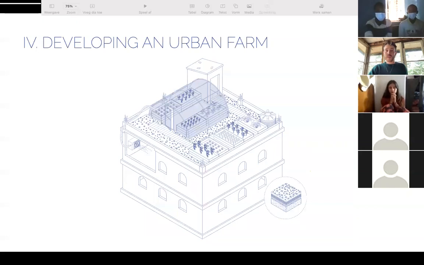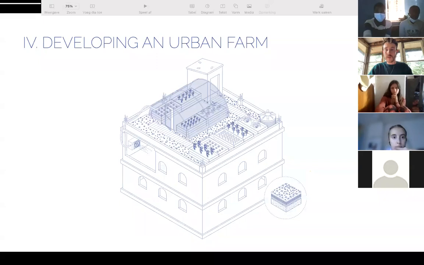Does anyone have any questions? You can always raise your hand if you want. I can't see all the cameras on the screens, so it's quite difficult for me to see if someone's waving a hand on the screen.